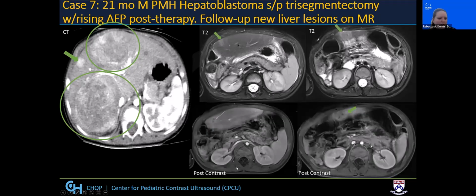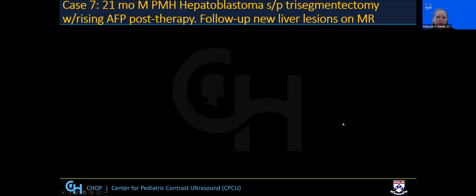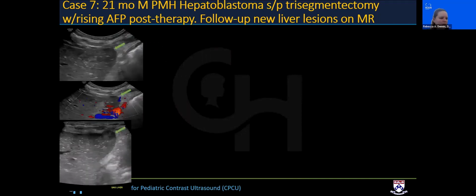And then post-contrast showed some additional, maybe slightly peripheral enhancement, but might be early washing out lesions in the liver, and then same with this heterogeneously enhancing lesion. So since the MR was kind of indeterminate, ultrasound was recommended. Here are a couple examples of these lesions.